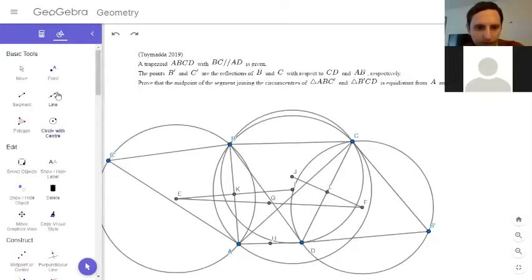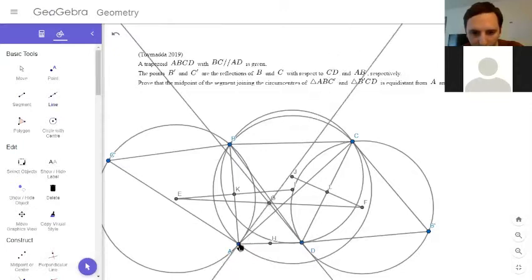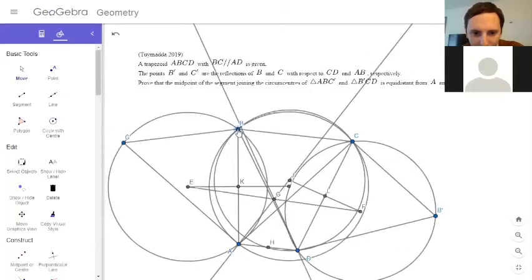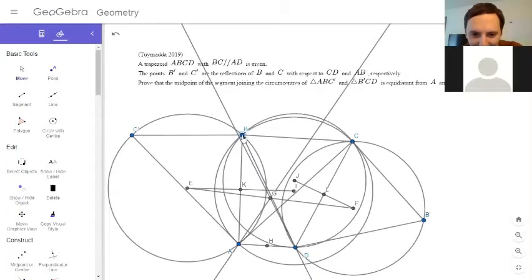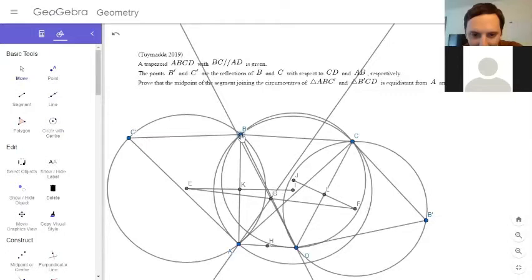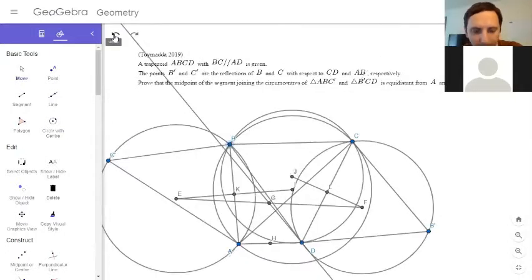So let's see if we can see, if we draw GB, are GA and GD tangent? It looks like it from this. No, they're not. I got tricked. GA and GD are not necessarily tangent. So yeah, how can we show that?